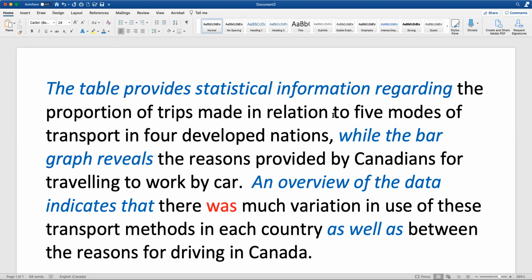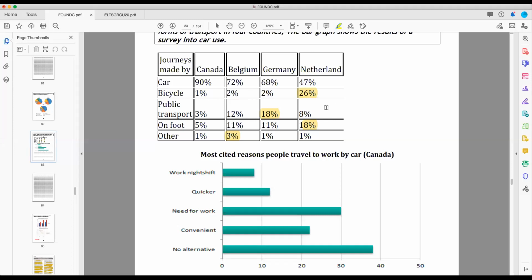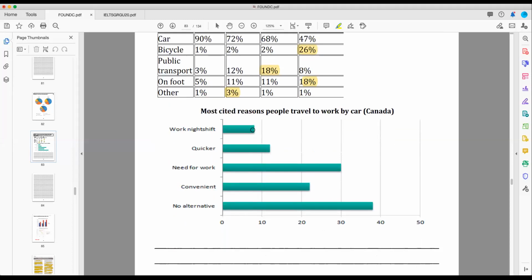So basically, all we're saying here again is that we see here lots of differences in the use of these transport methods and lots of differences here as well. And that's a general overview sentence. You can use that kind of sentence all the time to say there's a lot of variation, there's some variation, or there's minor variation. Okay? Yeah.